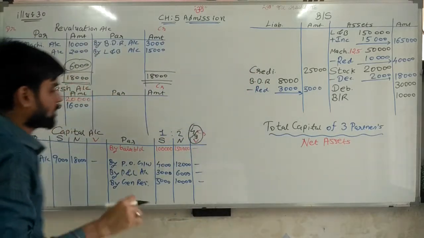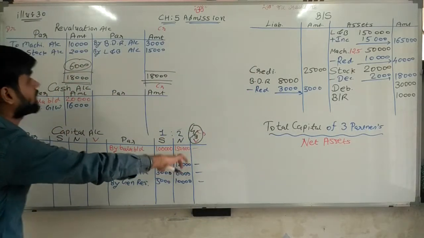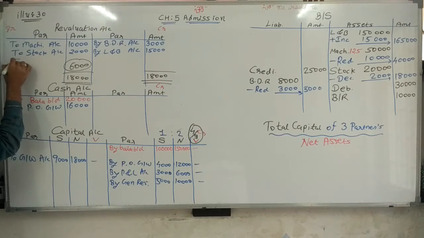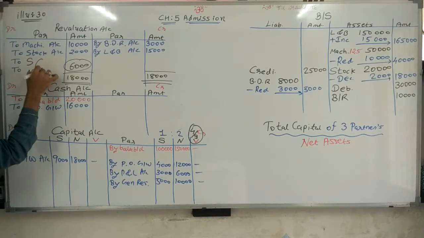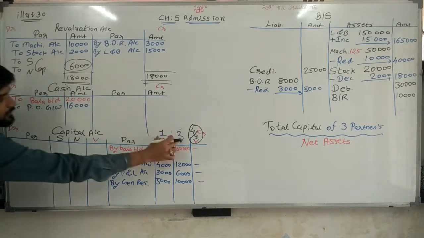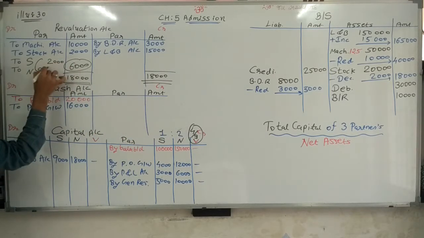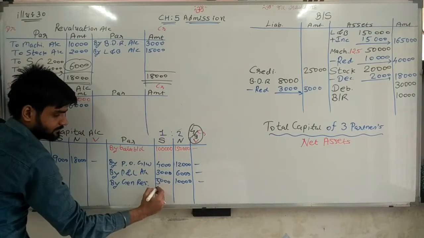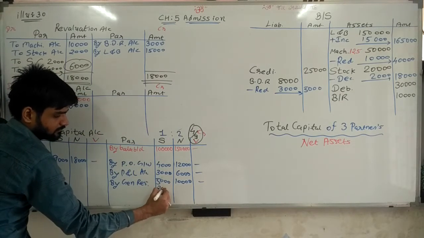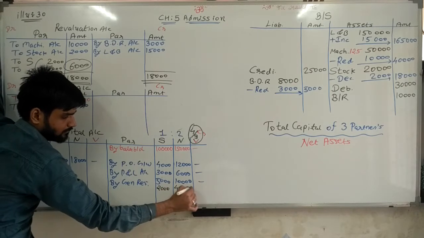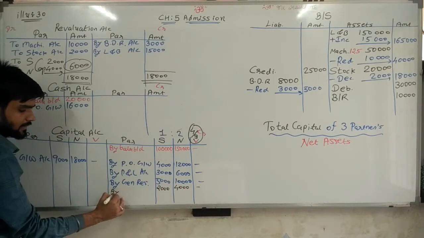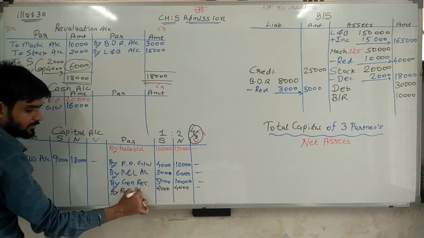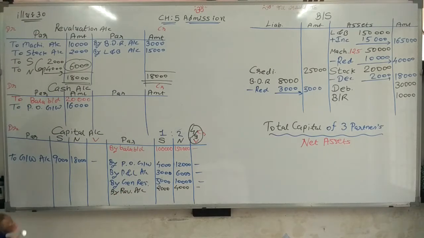So 6,000 is my revaluation profit, and that profit is distributed among partners in the ratio of 1:2. So 6,000 in the ratio 1:2 means 2,000 and 4,000. These 2,000 and 4,000 we are distributing here, writing by revaluation account. So this account is closed.